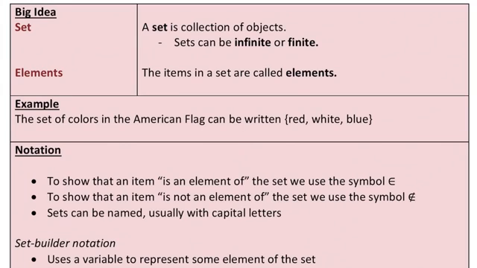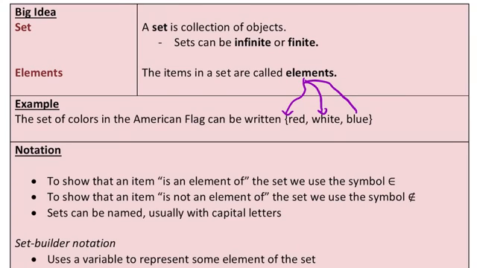So sets can be infinite or finite. Infinite means it basically continues forever and ever. You couldn't list out the items within it. Versus finite, you could write them all down. It stops at some point. The items in your set are called elements.